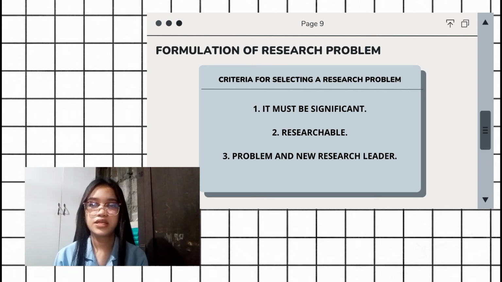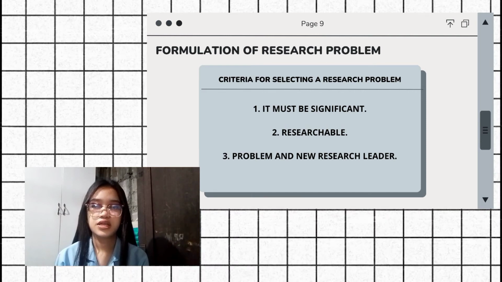Researchable is one that can generate a hypothesis that can be tested through a structured and rigorous process of data collection and analysis, either quantitatively or qualitatively, or a hybrid of methods. The third one is personal interest. If a researcher has a personal interest in the topic, he will select that problem for his research work.